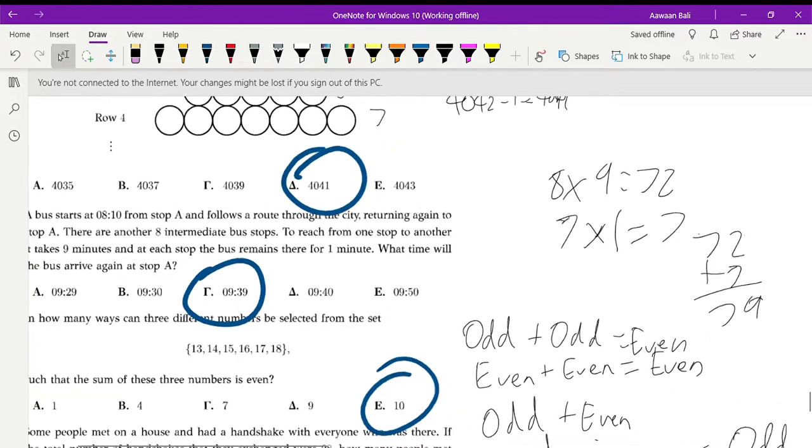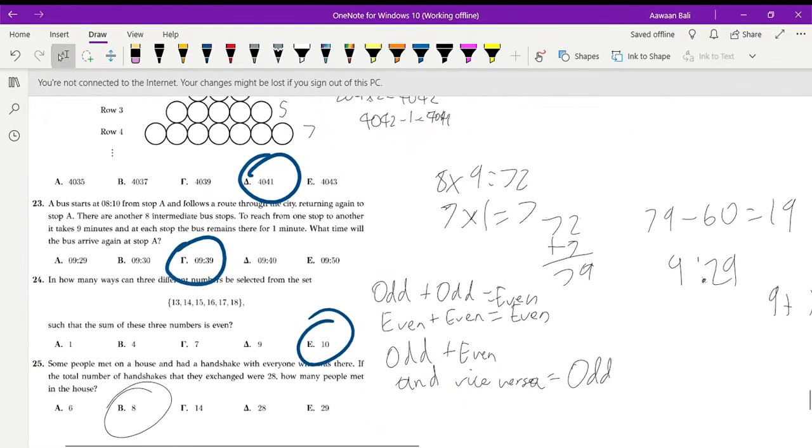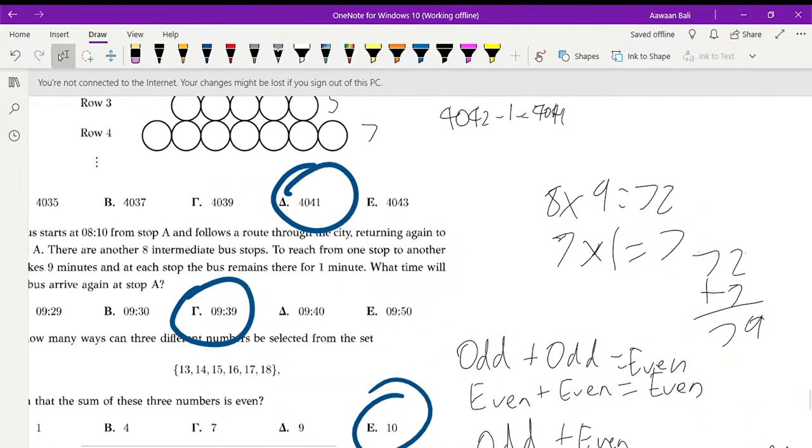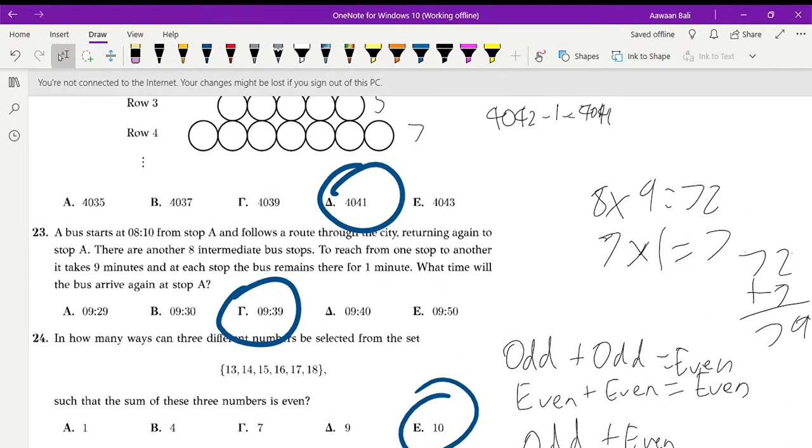And we are going to continue now. So the thing is, a bus starts at 8:10 from stop A and follows the route of the city, returning again to stop A. There are another 8 intermediate bus stops. To reach from one stop to another takes 9 minutes, and at each stop the bus remains there for 1 minute. What time will the bus arrive again at stop A?